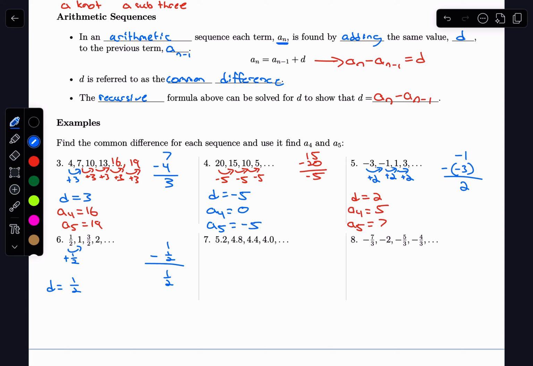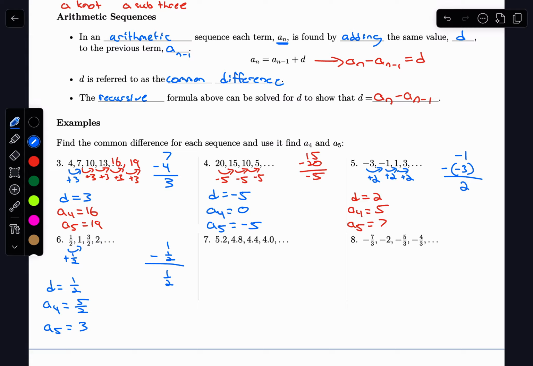So now to find a sub 4, all I have to do is take my last term, which is 2, and add 1/2 to it. So when I do 2 plus 1/2, I can either write my answer here as 2 and 1/2 as a mixed number, that's okay, or 2 and 1/2 as a fraction is going to be 5 over 2. Okay, so 2 and 1/2 or 5 over 2. And then for a sub 5, we're just going to add 1/2 again. 5 over 2 plus 1 over 2 is going to be 6 over 2, and that just reduces to be 3.